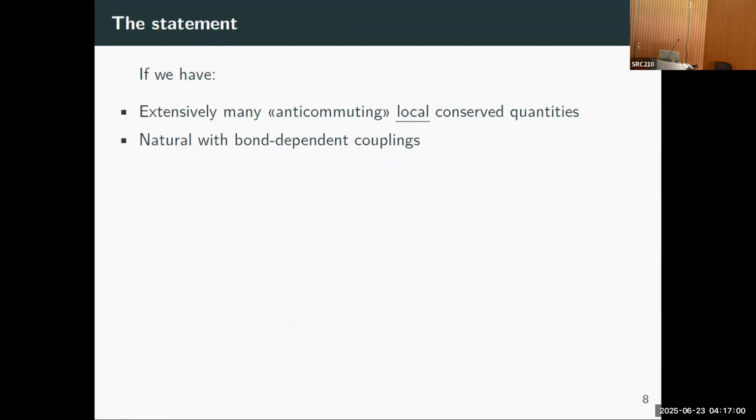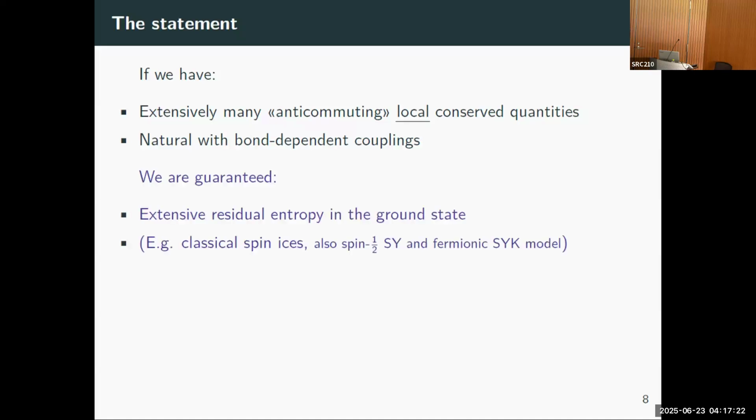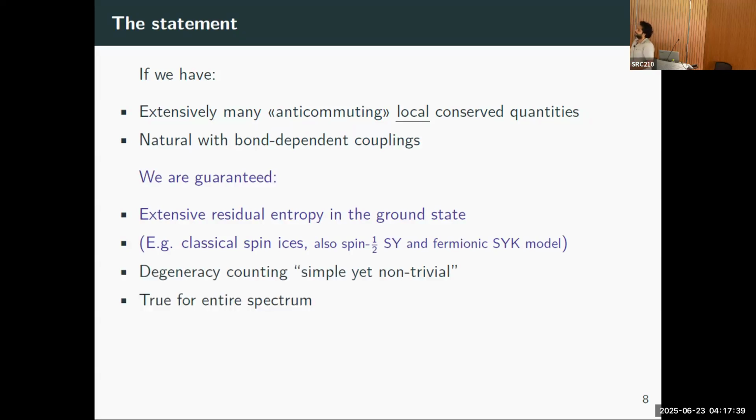So here's the statement. If we have such local conserved quantities, Z2 local conserved quantities, which are anticommuting in the sense we saw, the product of three sigma x's and a sigma z, and there are extensively many of them, which was indeed the case in the previous model, and this is fairly natural with bond-dependent couplings, then we are guaranteed that there's an extensive residual entropy in the ground state. There's an extensively degenerate manifold of ground states. Familiar examples would be classical spin ices, and even to a certain extent the SYK type models.